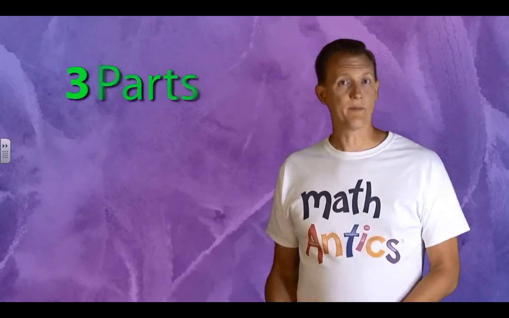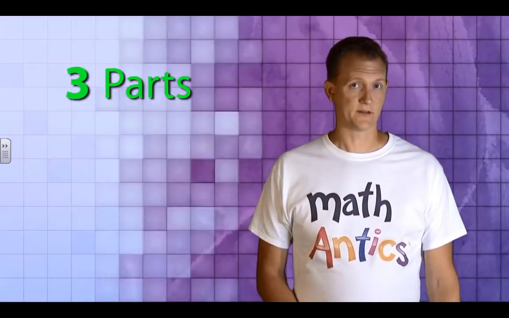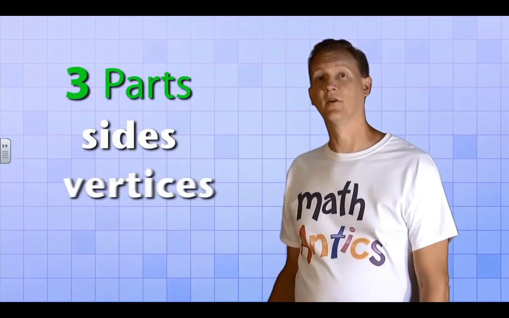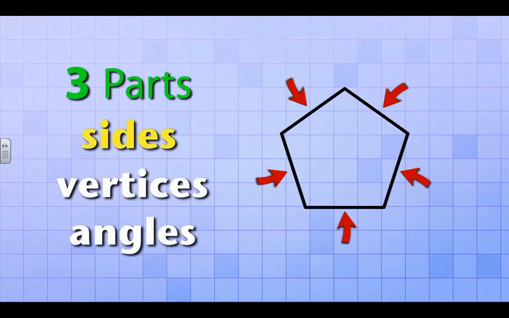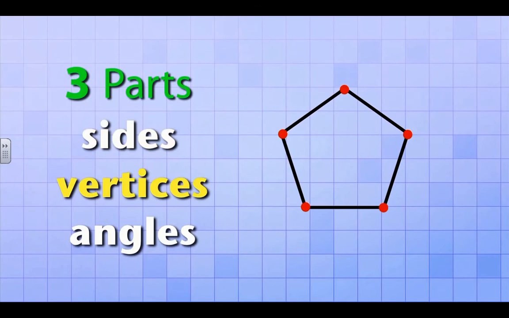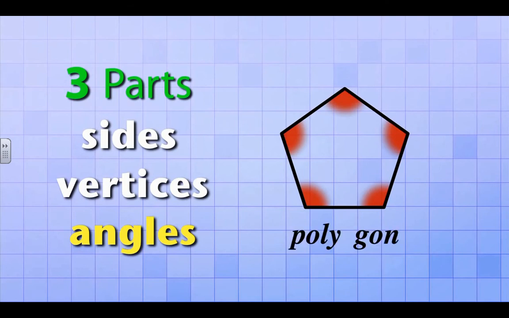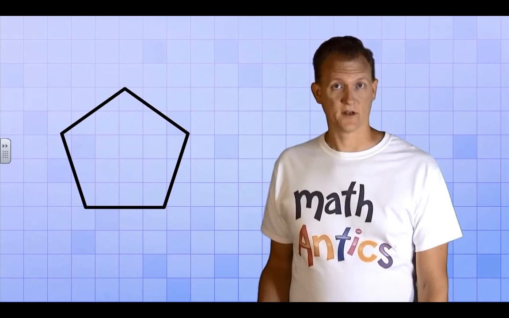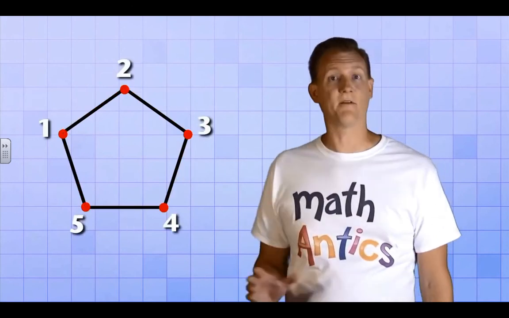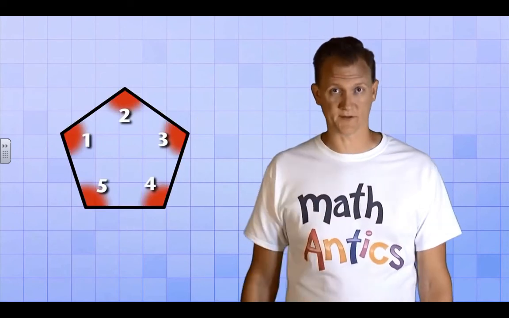First, we need to know the three parts that make up all polygons. And these parts are sides, vertices, and angles. The sides are just the straight line segments that make up a polygon. And the vertices are the points where the sides intersect. And the angles are formed by the intersecting lines. In fact, in Greek, the word polygon literally means many angles. So all polygons have sides, vertices, and angles. This polygon here has five sides, five vertices, and it forms five angles.